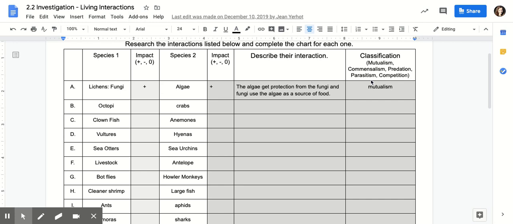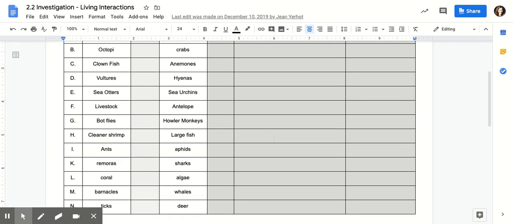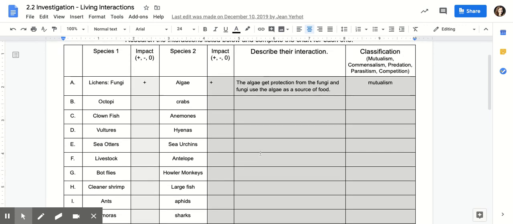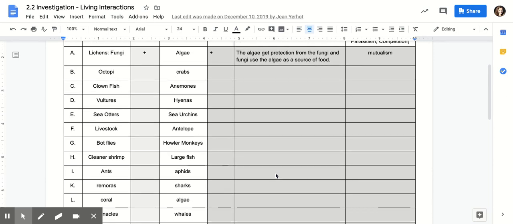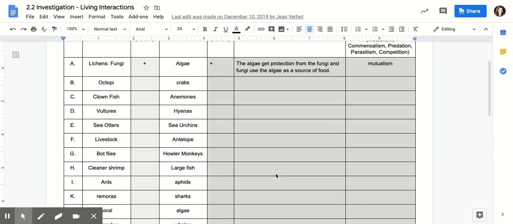When you are done with the entire table, including your descriptions and complete sentences in this column, then make sure that you submit this document in Schoology and you are all set for the day. Good luck, and don't hesitate to reach out to your teacher if you have any questions or need help.